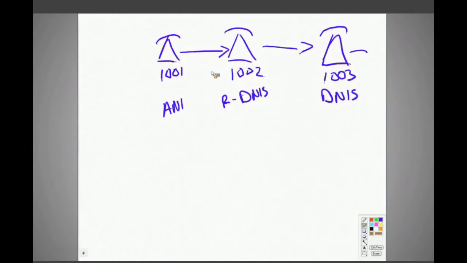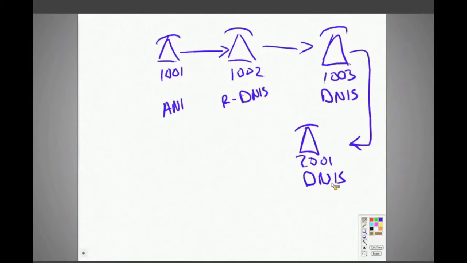Okay, so that's good. We've got that handled. Now, let's say that 1003 forwards to 2001. This makes 2001 the DNIS, the called number. So what does 1003 become? 1003 is going to be the RDNIS, the redirected DNIS. So then wait a minute, back to 1002. What does that make 1002?